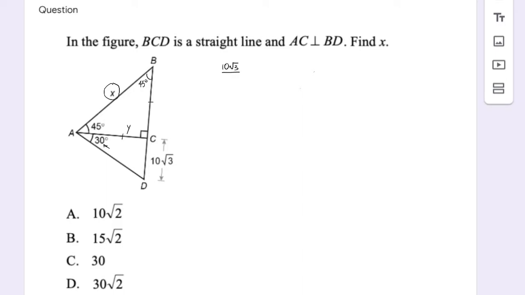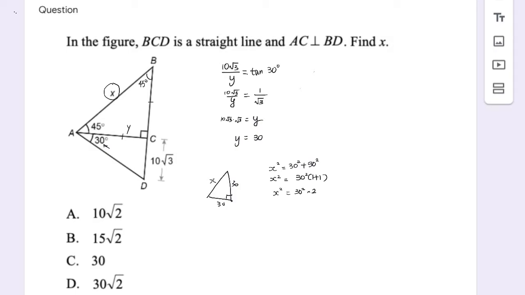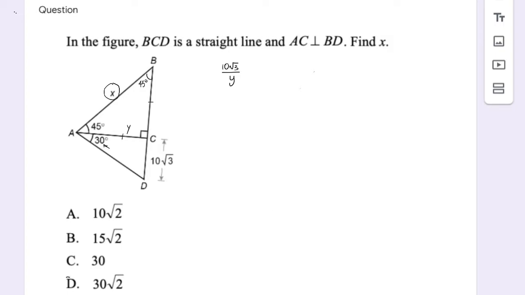So you have 10 root 3 over y equals tangent 30 degrees. As you know, you can change it back to this, and then you have y equals 10 root 3 times root 3, which will give you y equals 30. So now you know that for a right triangle like this, you have 30, and this is 30 as well. So by using the Pythagoras theorem, you have this one, and therefore this equals like this. So the answer will be D.